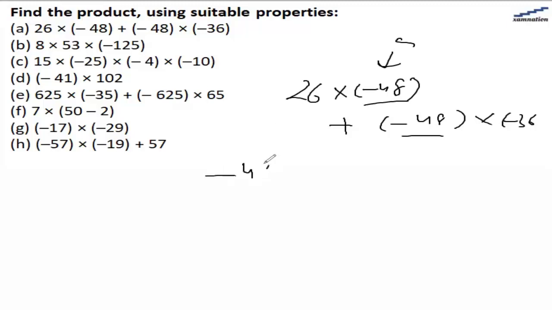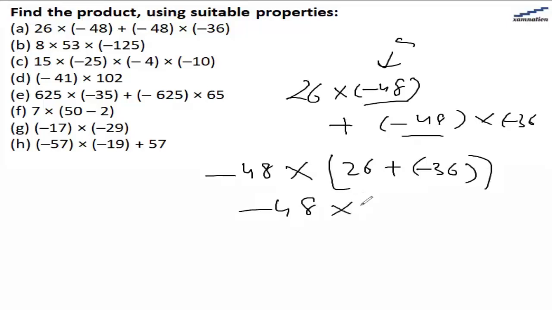So minus 48 will come out, and 26 plus minus 36. So the answer will be minus 48 multiplied by 26 plus minus 36, which is minus 10. Minus 48 multiplied by minus 10 will be plus 480. So that will be the answer for the first part.